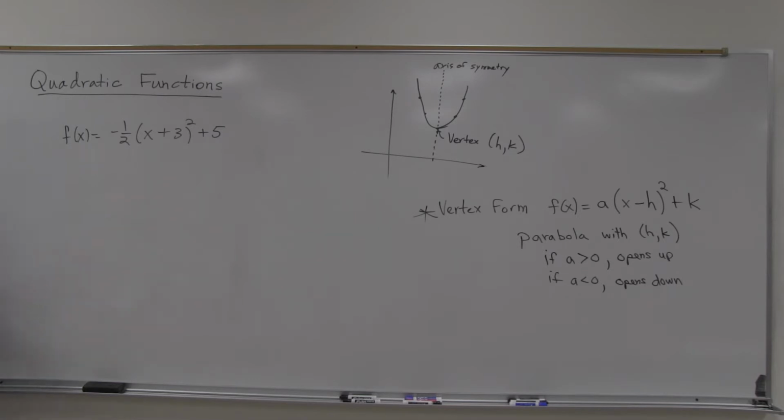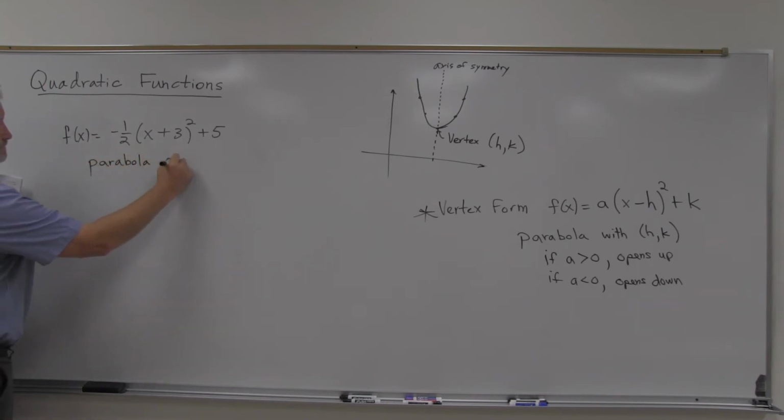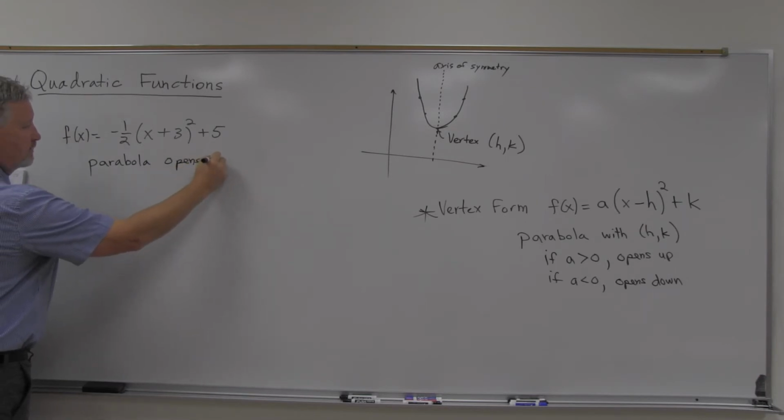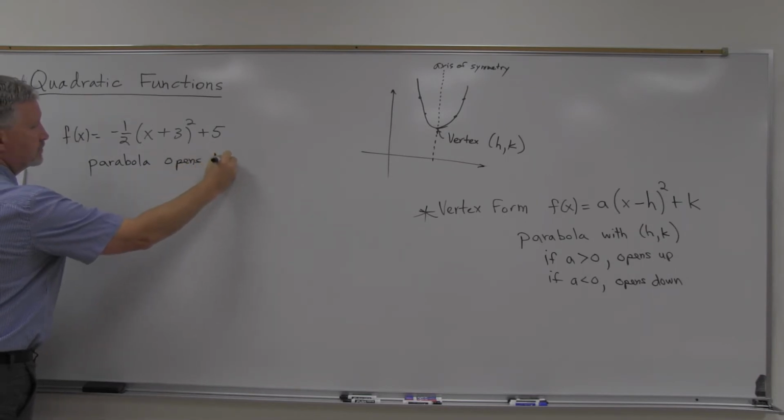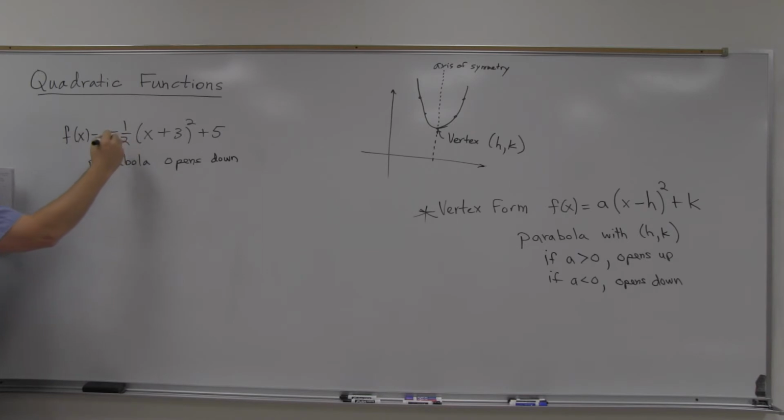All right, so what can you tell me about this? It's a parabola because we've got x squared. It's going to be opening down, and it opens down. Why is that? We've got a negative 1/2 in front there. Yeah, a is negative 1/2, so since a is negative, it opens down.